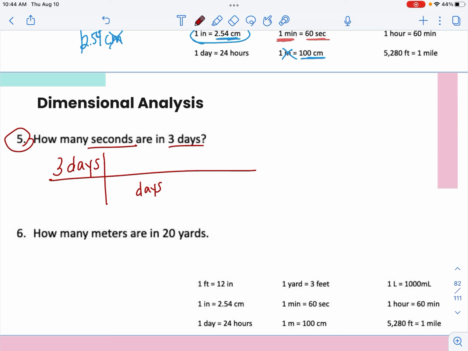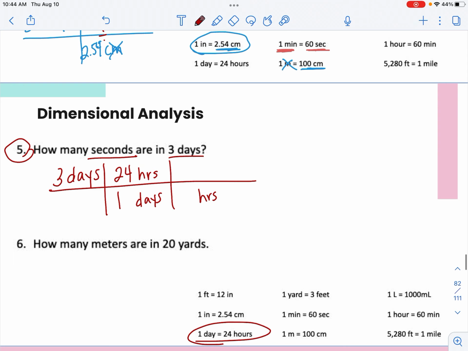So what is smaller than a day? That would be 24 hours. So 1 day is 24 hours, right? Now I have hours on the top. I need hours on the bottom. So, do I have it on here? Oh, it's not even on there. So 1 hour, right? We can turn that into 60 minutes.